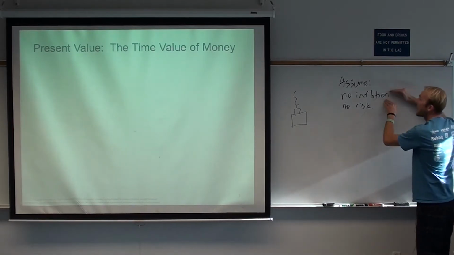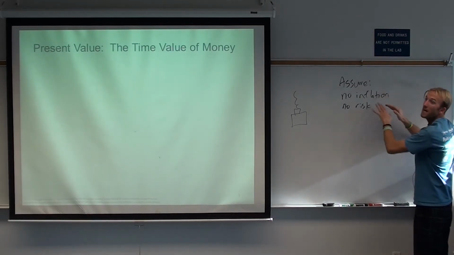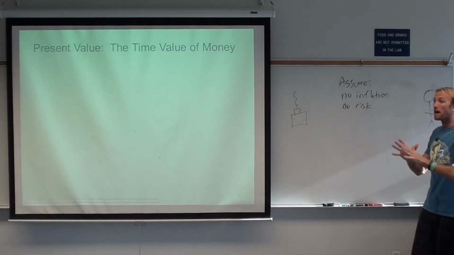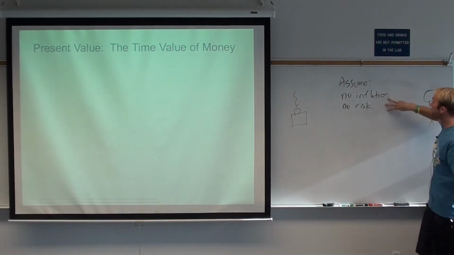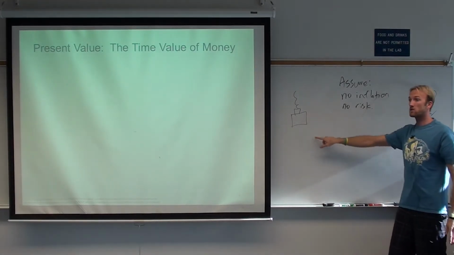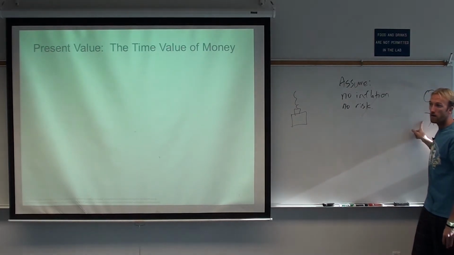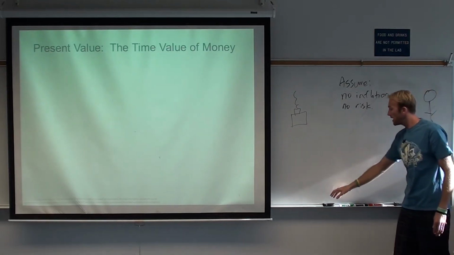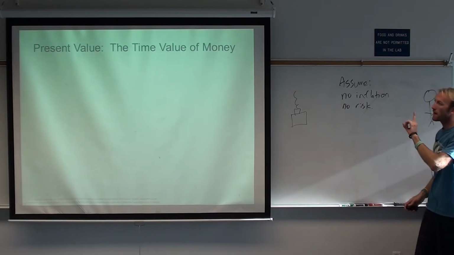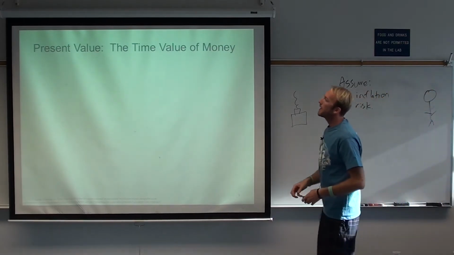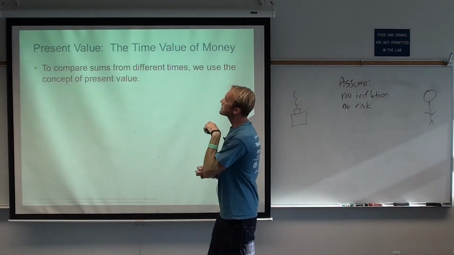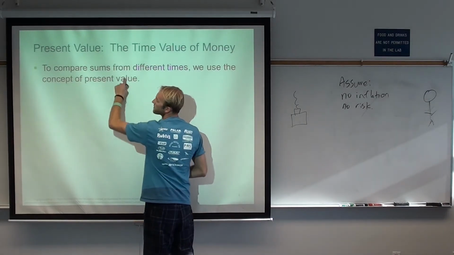So this is not inflation. This is not because of risk. This is just because of the time value of money, all right? So there are 3 reasons why the investors have to pay back more than the savers gave, okay? And we're going to just focus on the time value of money right now, okay? And so we have to develop this idea called present value.